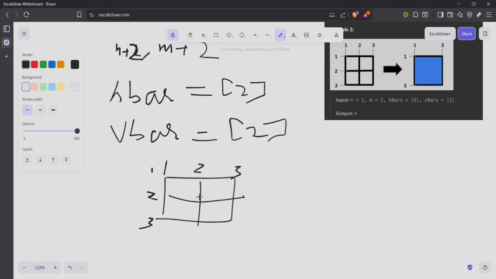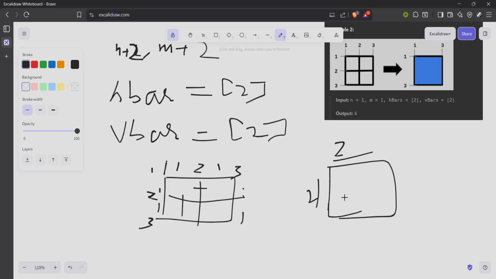Since we can remove 2 from horizontal bar, as well as 2 from vertical bar, when we remove these, we get this. And since we have this 1 unit, this 1 unit, and so on, this total will be 2 units, and this total would be 2 units. So then again, the area would be 4 units. Let's take one more example.